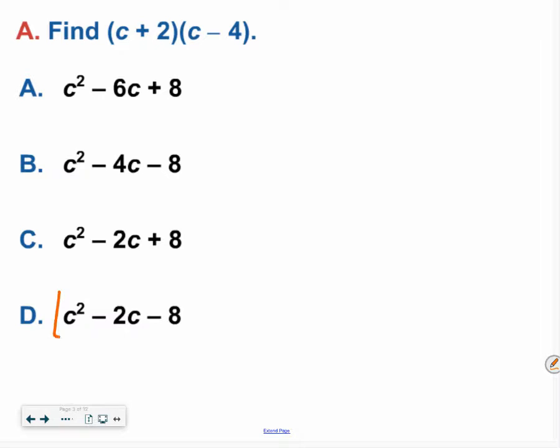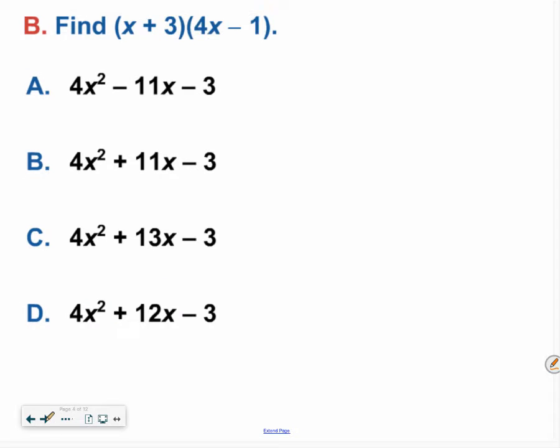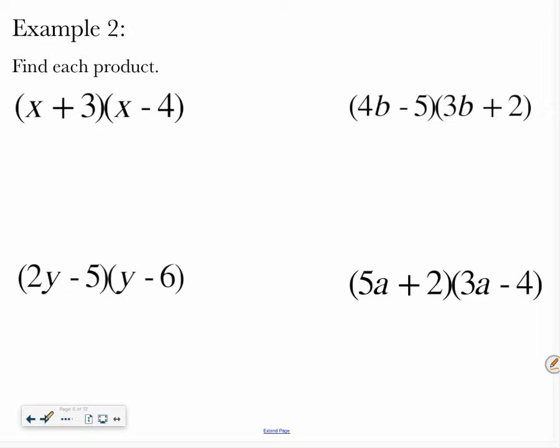Hopefully for this first one you ended up with c squared minus 2c minus 8. If not, ask for some help. Try one more. Hopefully here you ended up with 4x squared plus 11x minus 3. Again, if that's not what you got, go back and rewatch the part of the video that we started with, and then also ask friends for help, ask me for help. Lots of options.